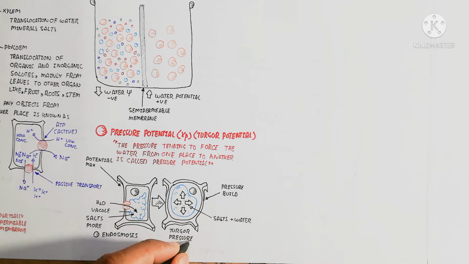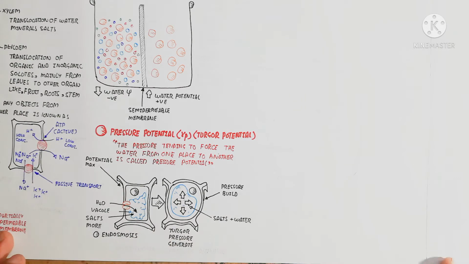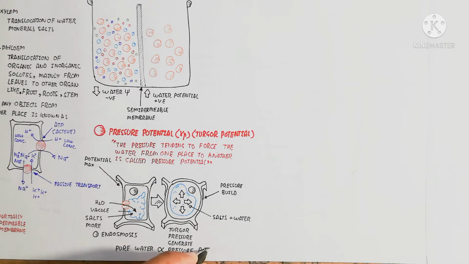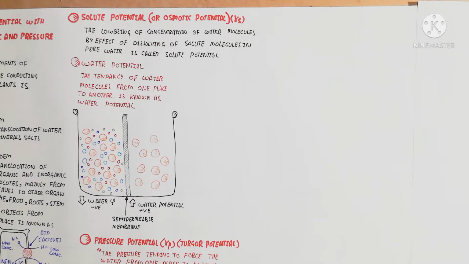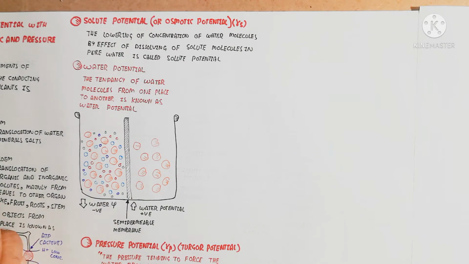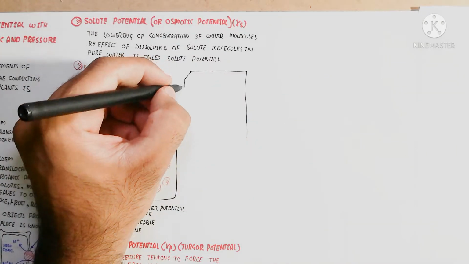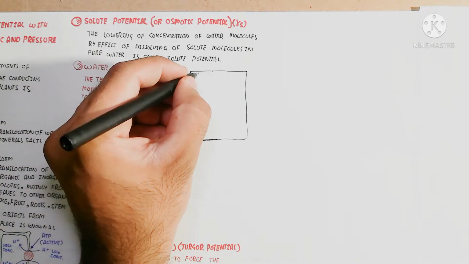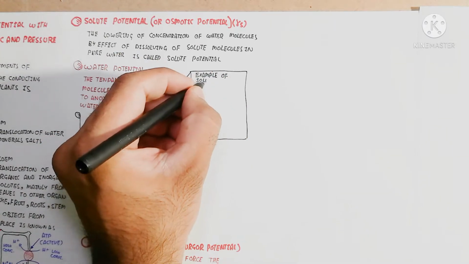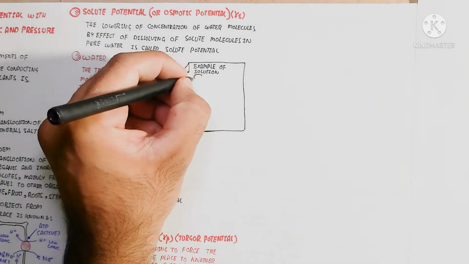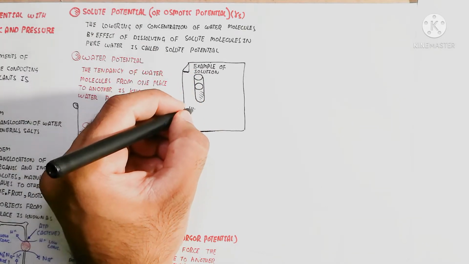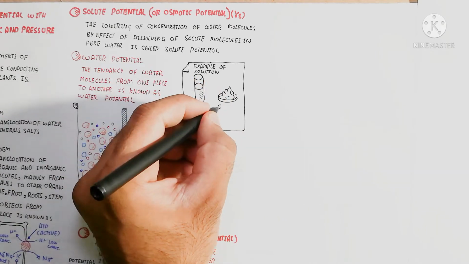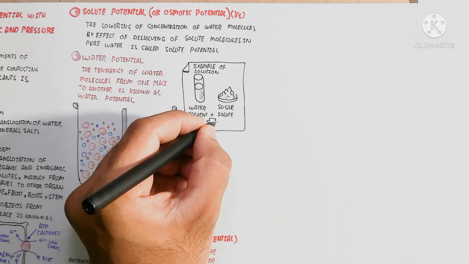So the pressure builds inside, and the salt plus water build the pressure that pushes the wall of the cell to create the pressure potential. So pure water is directly proportional to the pressure potential. It means the more pure water, the more pressure potential, if the environment contains pure water. Pressure potential means the pressure within the cell. So an increase of water increases the pressure potential inside the cell.